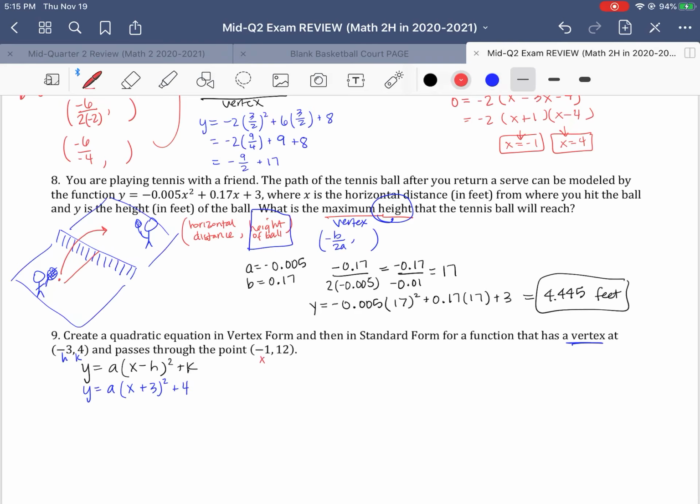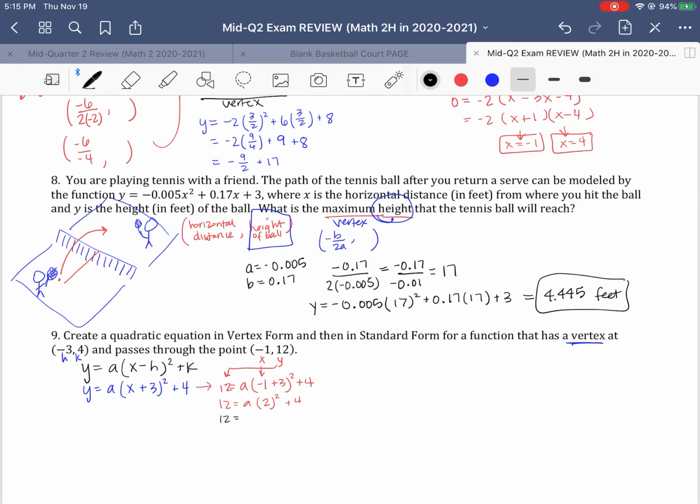Again, they give us another point as our solution value that we can use to help find that stretch or that shrink a value. So this would be like y is equal to a. We go ahead and put the x in here, negative 1 plus 3 squared plus 4. And then we also want to put the y in. I apologize, I didn't do that. So we want to put the y value over here where it goes. So I'm going to put 12 there. So we get 12 is equal to a, negative 1 plus 3 is 2 squared, and we have plus 4 there.